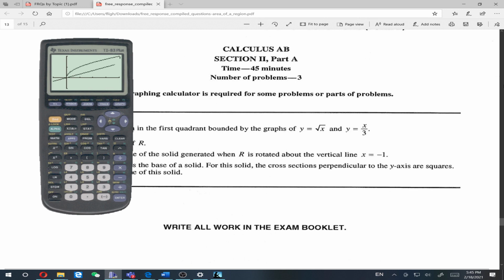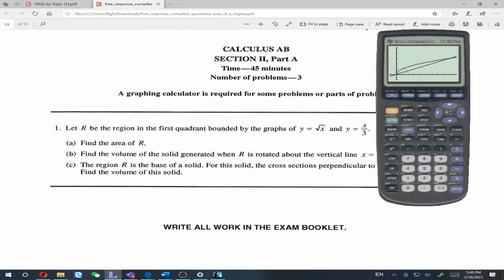Okay, so here's our two functions. I need to go a little bit further, actually. Okay, here's our two functions and where they cross. If I want to find the area of this region R, what would I have to do?